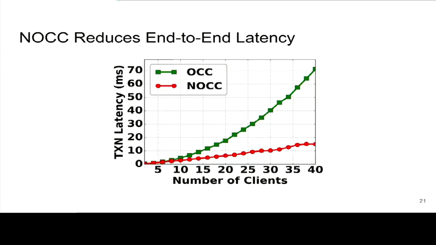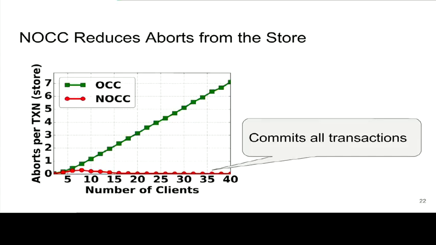So where's this performance benefit coming from? Here, what we plot is the number of clients versus the aborts per transaction from the store. So this is essentially the number of retries a transaction has to go through before it's committed on the store. So with OCC, as we increase the number of clients, the store wastes a lot of time trying to commit transactions. With NOC, however, almost all the transactions that are received by the server are committed. This means that the server is only executing useful instructions that actually commit transactions.